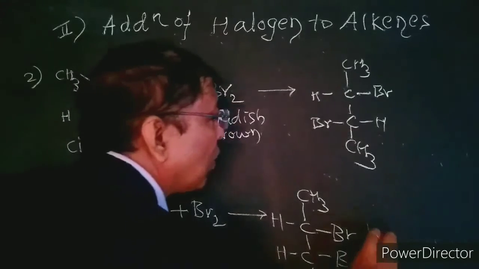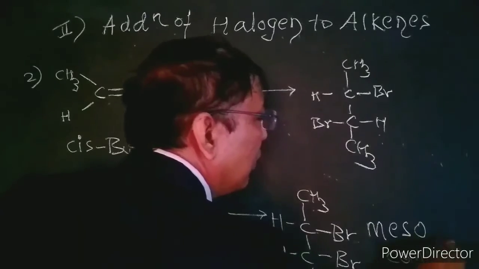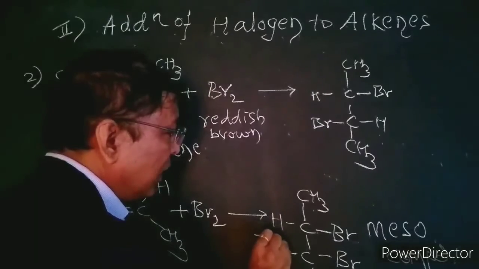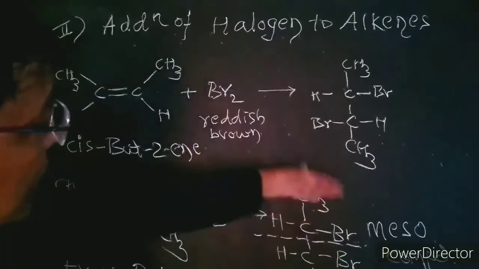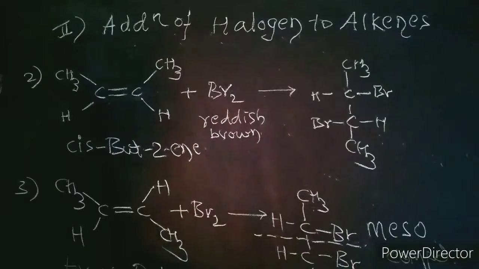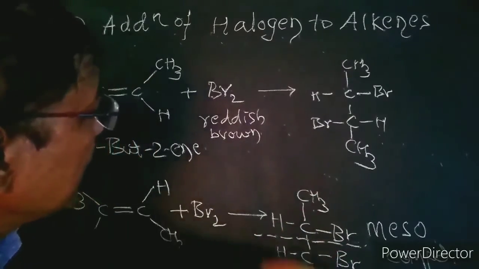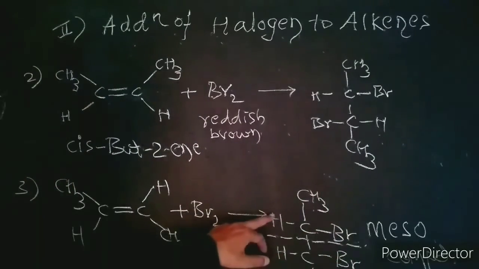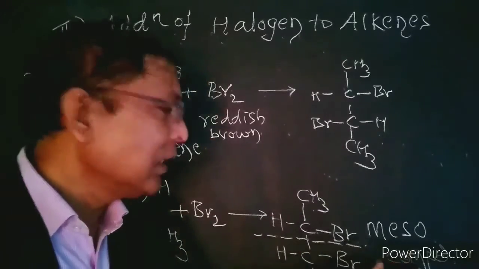This is called a meso compound. A meso compound means it has a plane of symmetry. Suppose you draw a line here and you see the upper part and lower part of the molecule, they exactly match with one another. If you fold the molecule here, this CH3 will coincide with this CH3, Br will coincide with Br, and H will coincide with this H. Therefore, such molecules are called meso compounds.